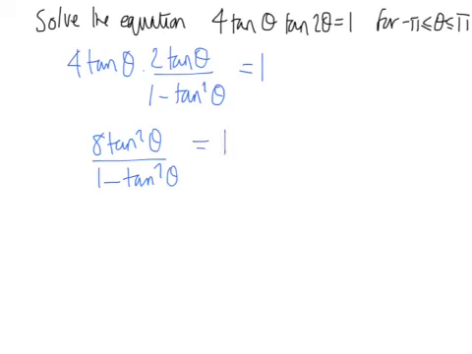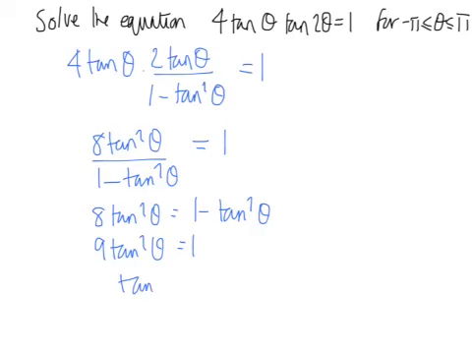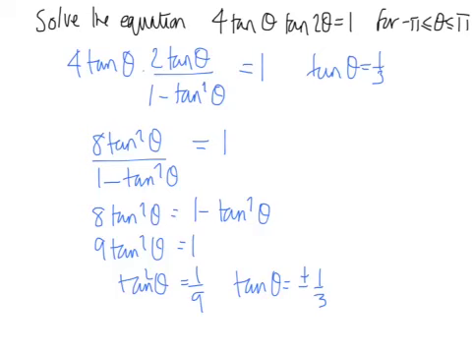That's equal to 1. So multiplying both sides by the denominator, I'll have 8 tan squared theta equals 1 minus tan squared theta. Okay, so I'm going to take that tan squared theta across. So I've got 9 tan squared theta equals 1. Tan squared theta equals a 9th. So tan theta is plus or minus a third. Okay, so if we have tan theta is a third, then from the calculator, one of the solutions is theta is 0.32.